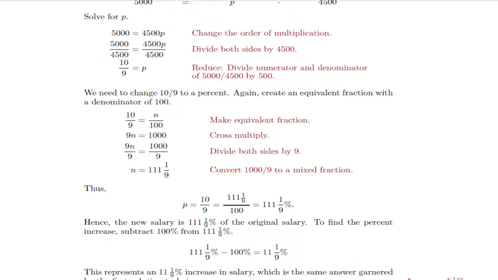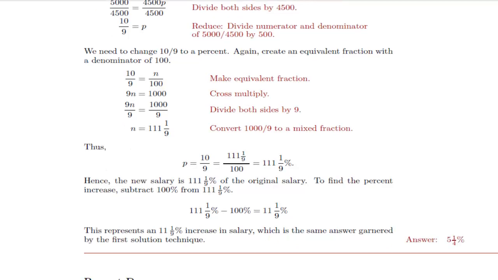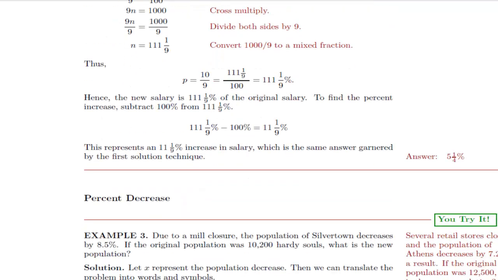Thus, P equals 10 over 9 equals 111 and 1/9 over 100, since n equals 111 and 1/9, which equals 111 and 1/9%. Hence, the new salary is 111 and 1/9% of the original salary. To find the percent increase, subtract 100% from 111 and 1/9% to get 11 and 1/9%. This represents an 11 and 1/9% increase in salary, which is the same answer garnered by the first solution technique.